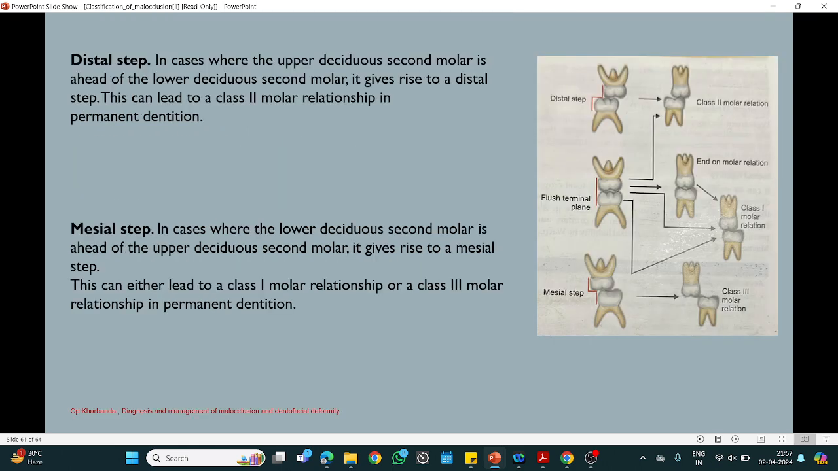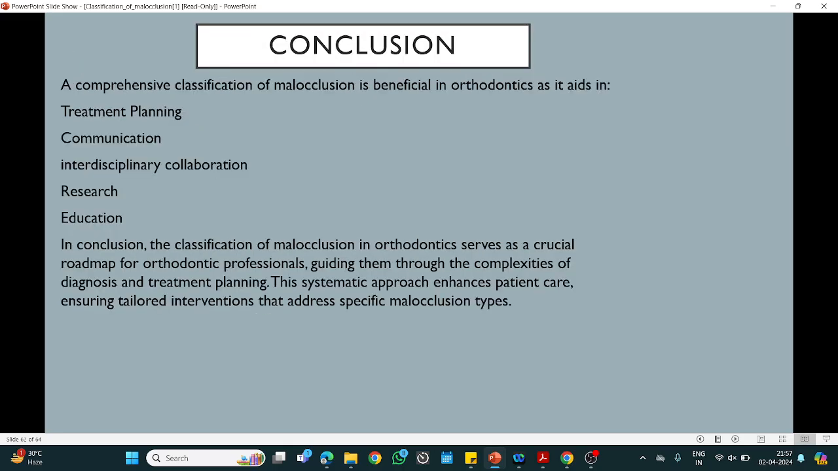In distal step, where the upper deciduous second molar is ahead of the lower deciduous second molar, it gives rise to a distal step. This can lead to a class 2 molar relationship in permanent dentition. And in mesial step, where the lower deciduous second molar is ahead of the upper deciduous second molar, it gives rise to a mesial step. This can lead to either a class 1 molar relationship or a class 3 molar relationship in permanent dentition.